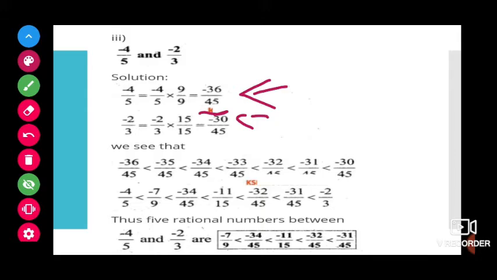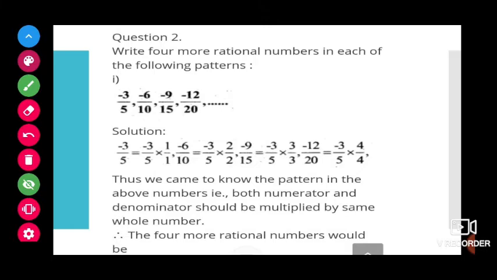Now in between minus 30 and minus 36, how many are there? That is minus 31, minus 32, minus 33, minus 34, minus 35. So divided by 45 is the common denominator. These all are the numbers which we can insert between the two rational numbers. Next one. Question number 2.